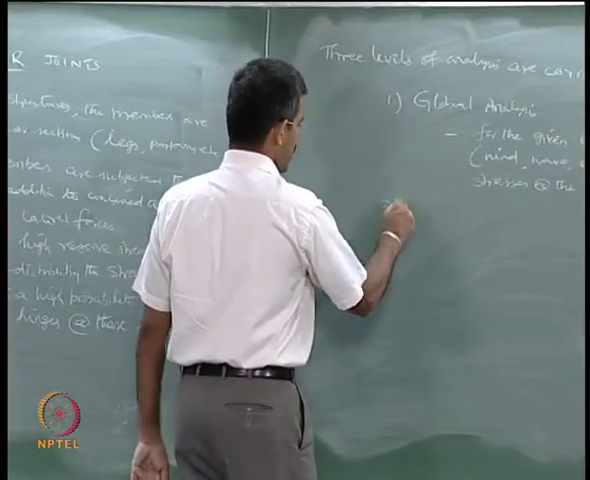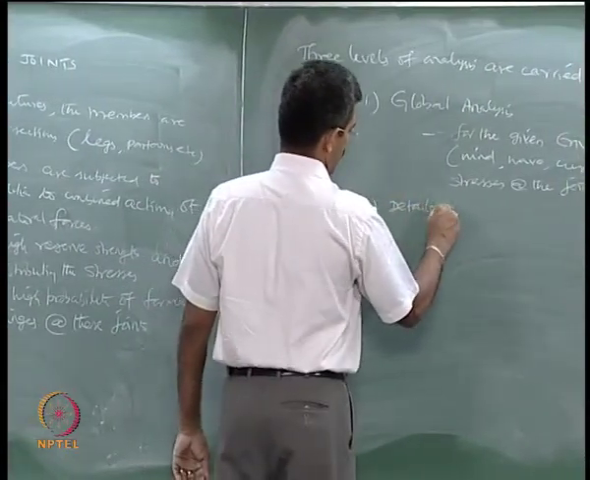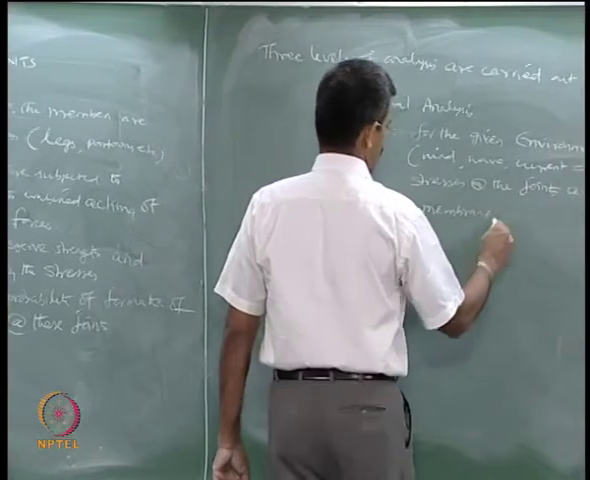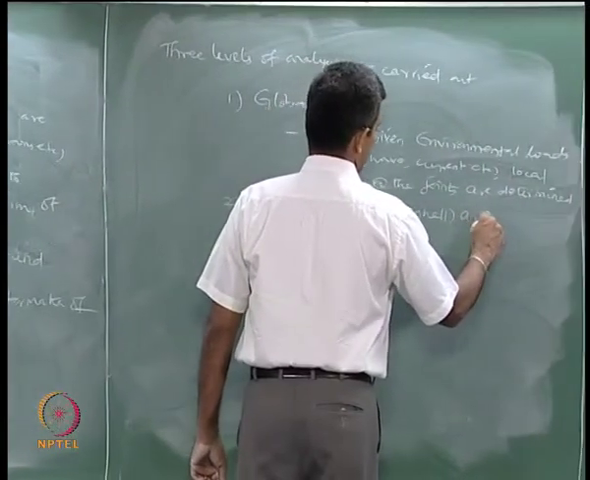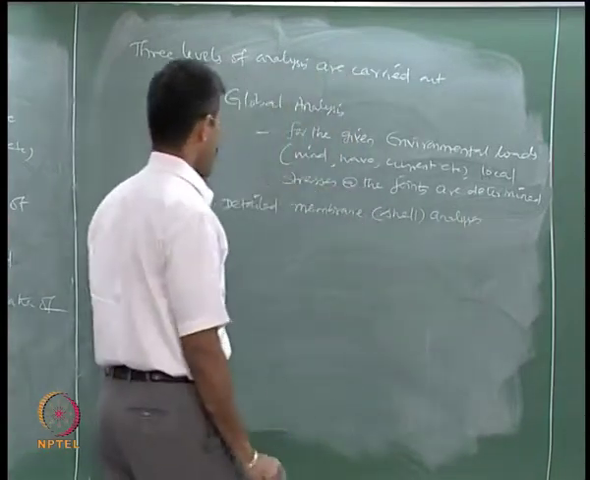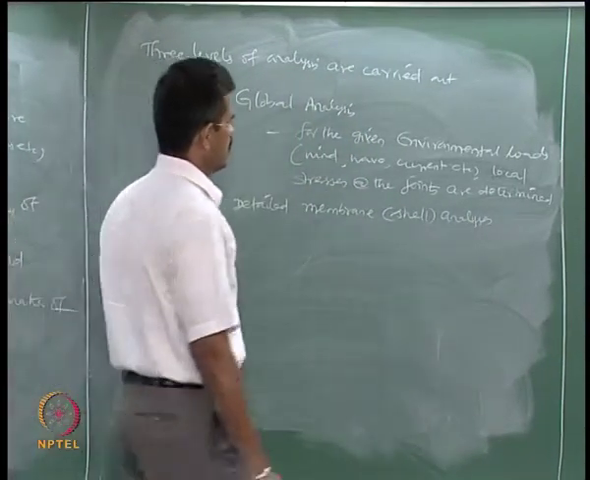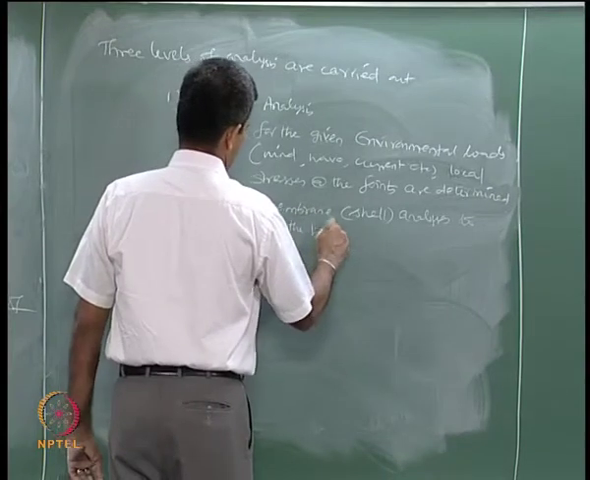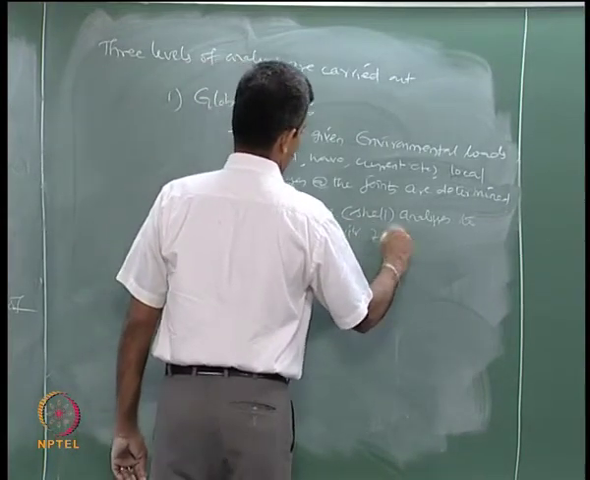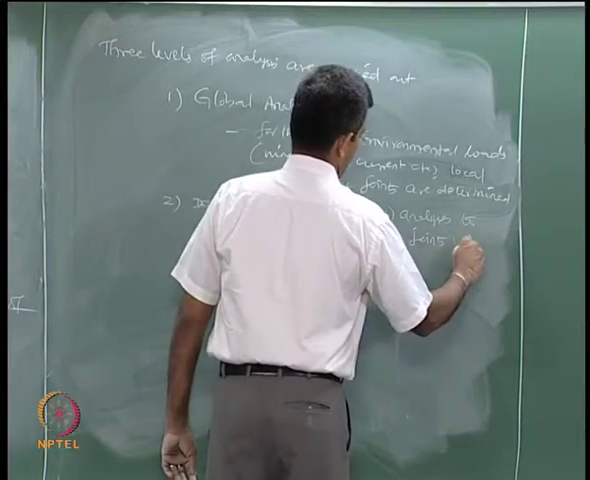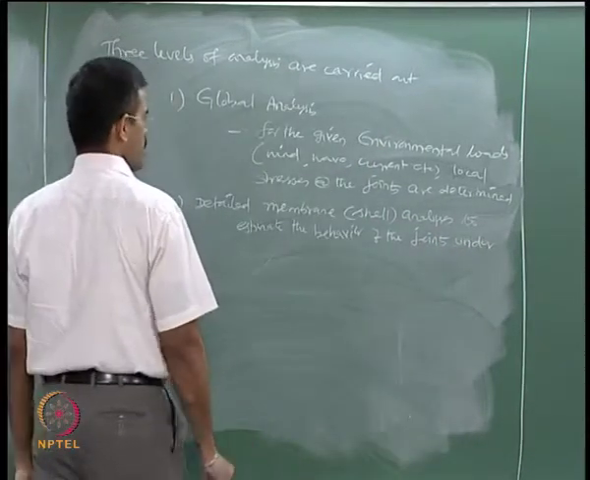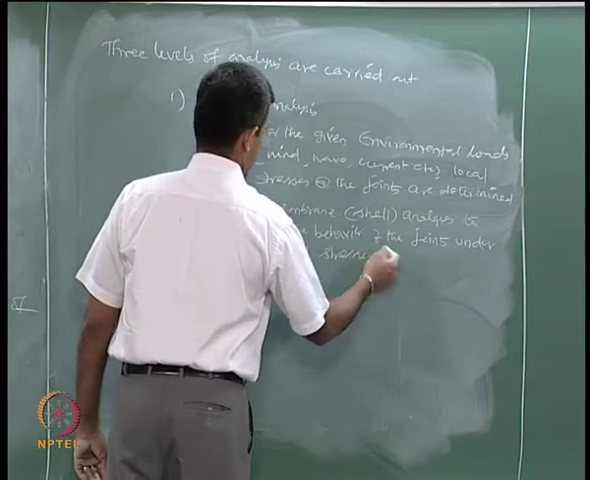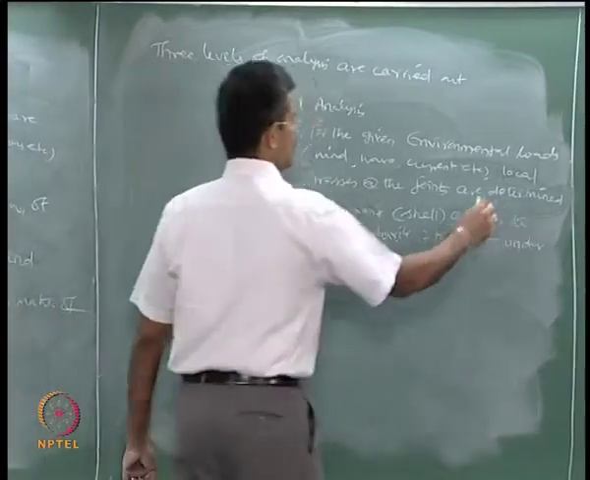The second level analysis is detailed membrane analysis, or you can say shell analysis, to estimate the behavior of the joints under these local stresses. These are the local stresses which are computed.